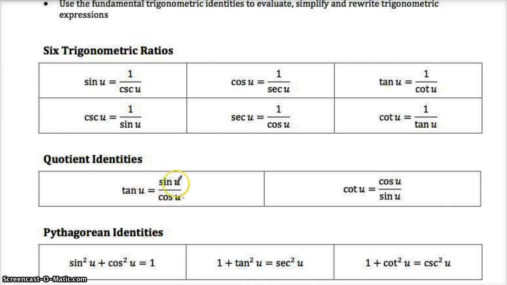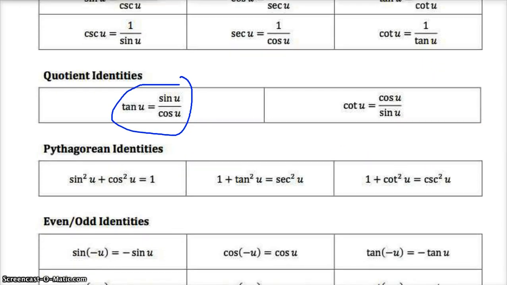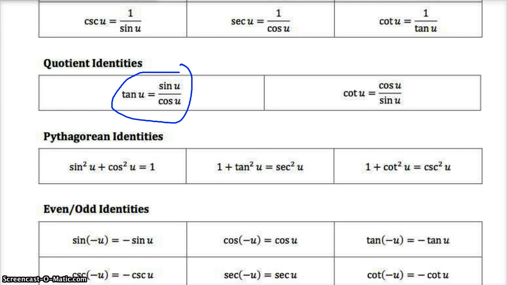Tangent equals sine u over cosine u, that will be given to you on a test, but of course if you reciprocate that, you're just going to turn that fraction upside down. The other formula that will be given to you on quizzes and tests on your assessments will be this Pythagorean identity, but we will not give you the other two. Those you can create on your own.